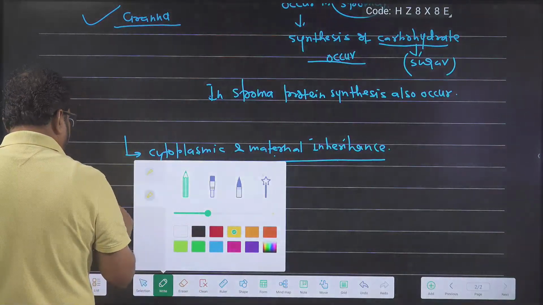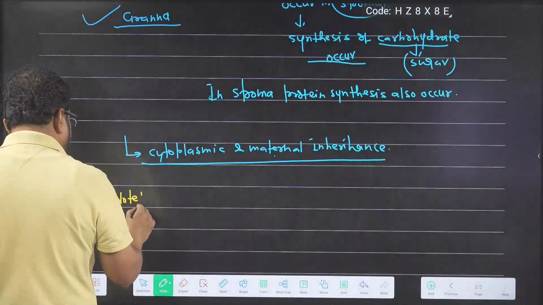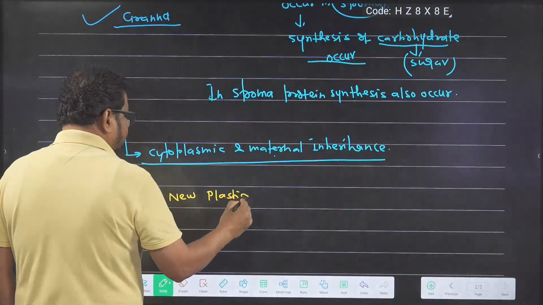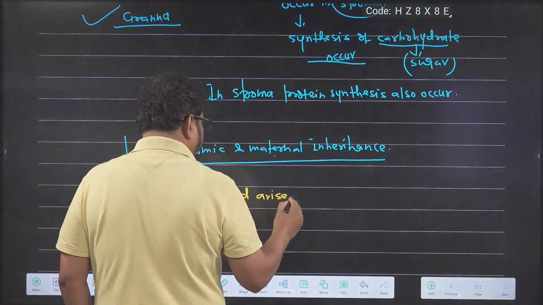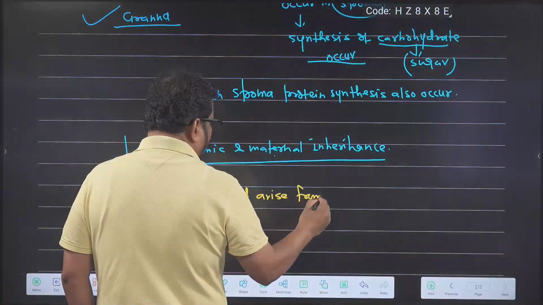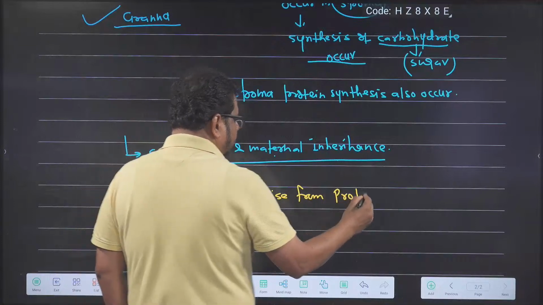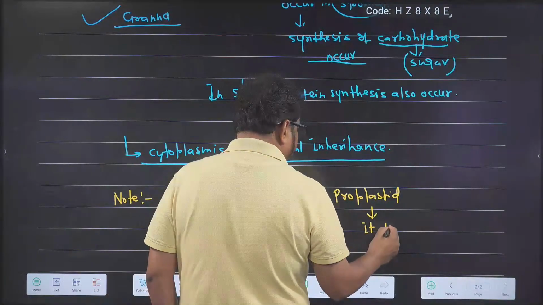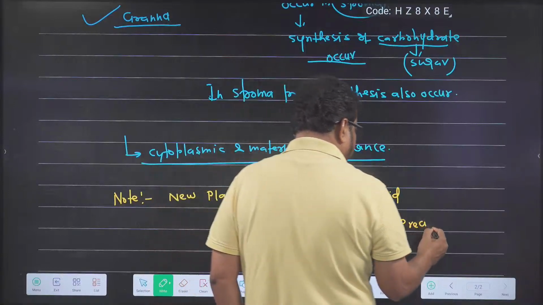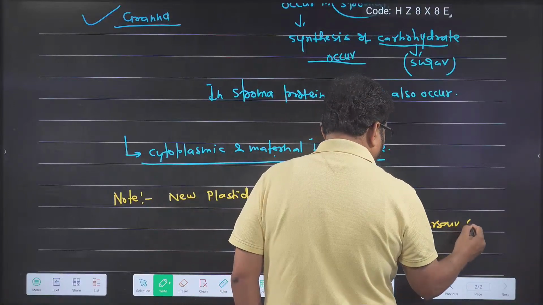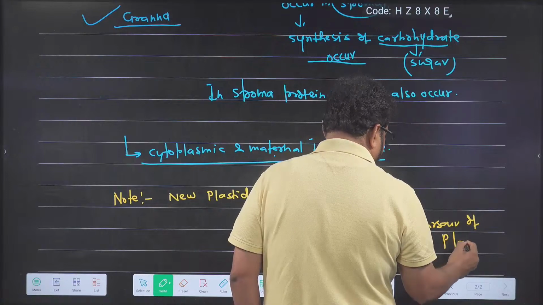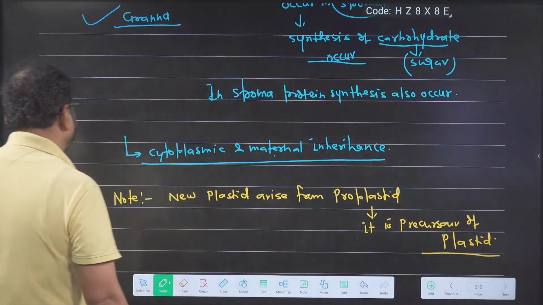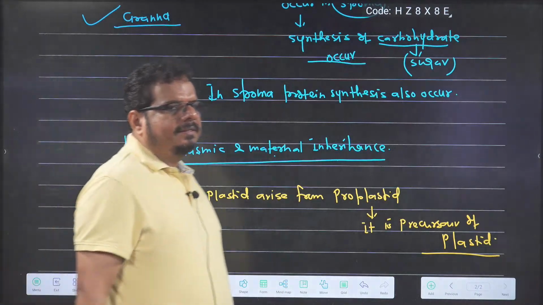Another note I am writing, it is not in NCERT, but I am writing: new plastid arises from proplastid. Proplastid is what? It is the precursor of plastid. So chloroplast is over. Got the idea?